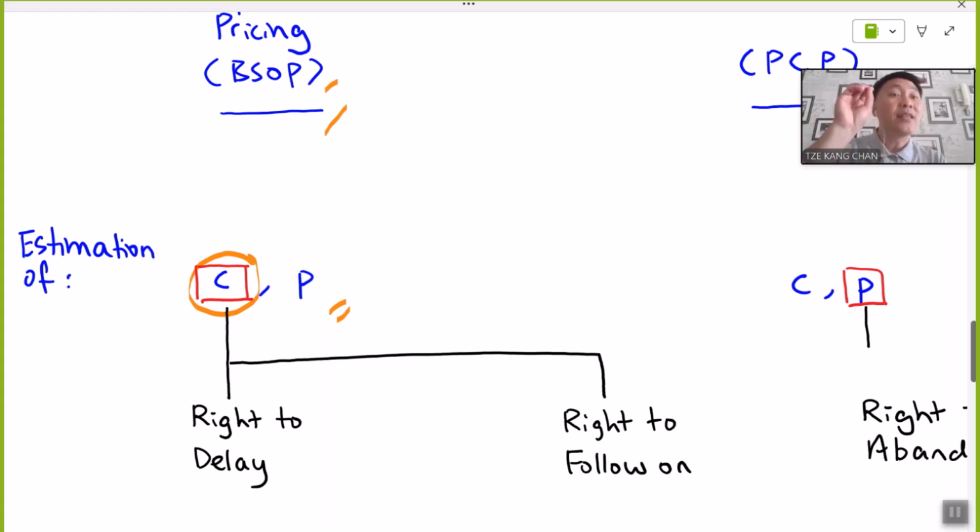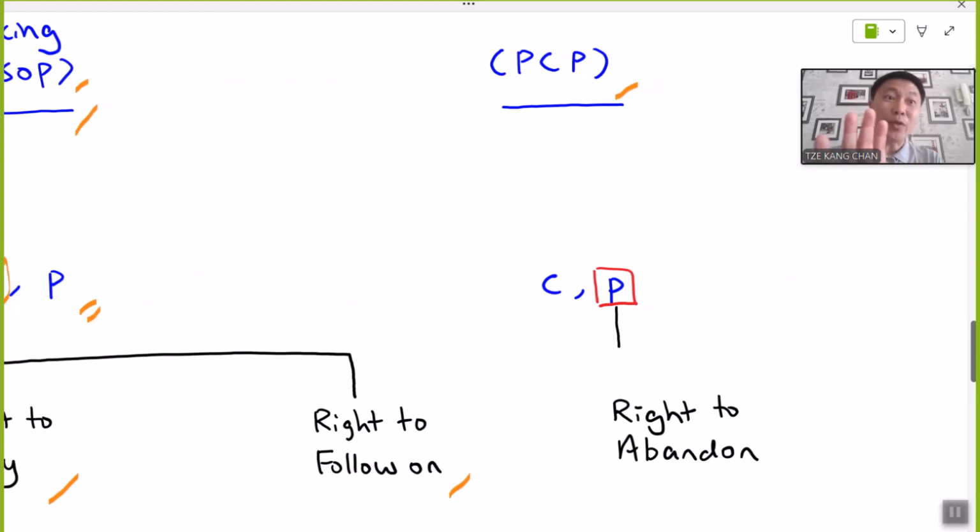In this topic explainer, the focus is therefore on how we derive the value of the call option with BSOP. That obviously relates to estimating the value of the right to delay as well as the right to follow on. Secondly, the same notes apply. By right, put-call parity also may be used to derive the value of both call as well as put options. In the context of the exam, the application of put-call parity is primarily used to derive the value of the put option, P.